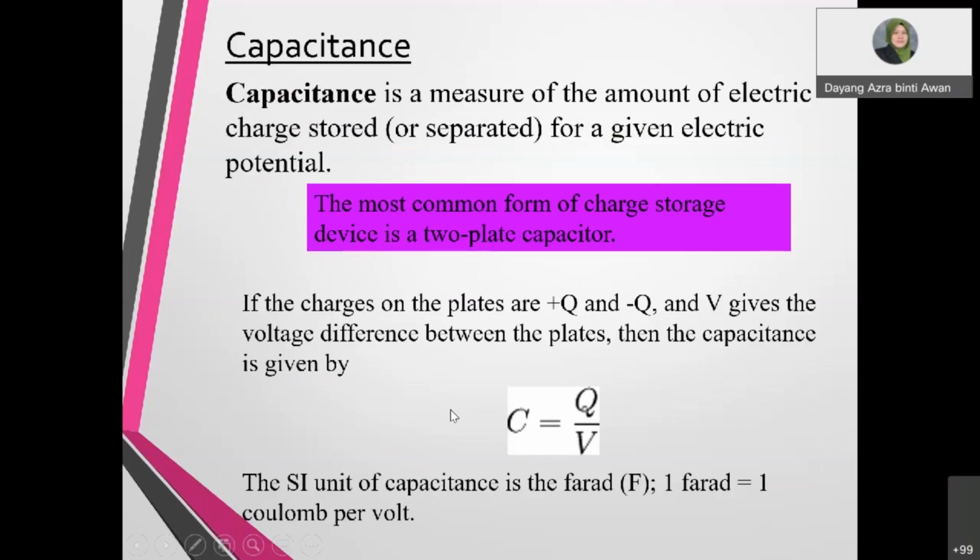And then we have capacitance, which is a measure of the amount of electric charge stored for a given electric potential, where C is equal to Q over V. Q is your charge, either positive or negative, depending. And V is your voltage between those charges. The unit of capacitance is 1 farad, which represents 1 coulomb per volt.